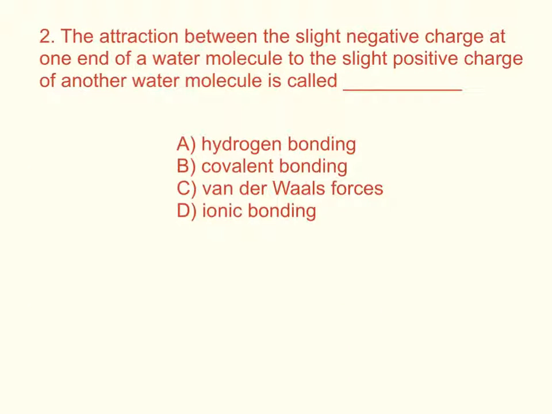Question number 2. The attraction between the slight negative charge at one end of a water molecule to the slight positive charge of another water molecule is called A. Hydrogen bonding, B. Covalent bonding, C. Van der Waals forces, or D. Ionic bonding. Take a moment to think about this question.